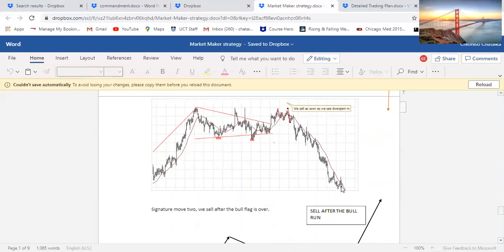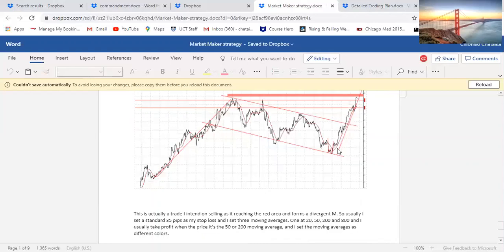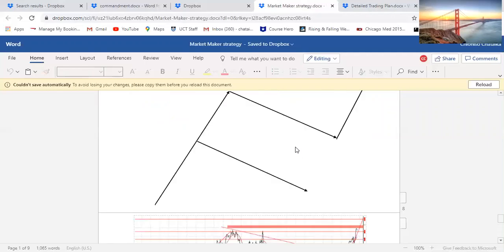As you can see, signature move number 2. This is another one I like, which is like a bullish flag. And then right here, divergence forms, and then you sell to this target area here. And then, like I showed here, this is what it would look like on the charts. So is there anything else I want to show you?